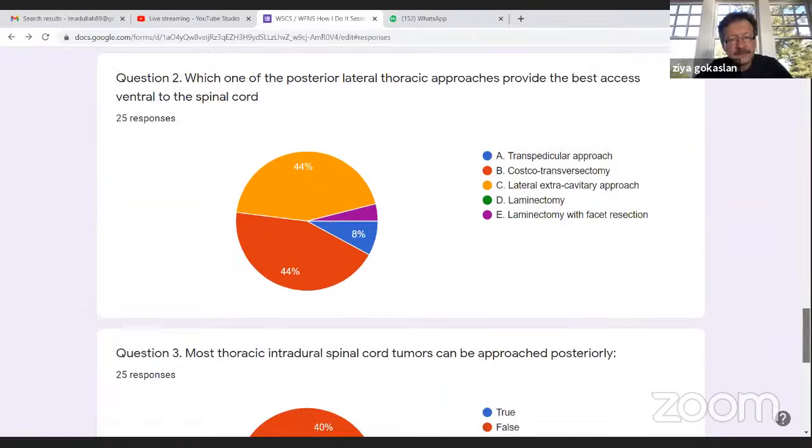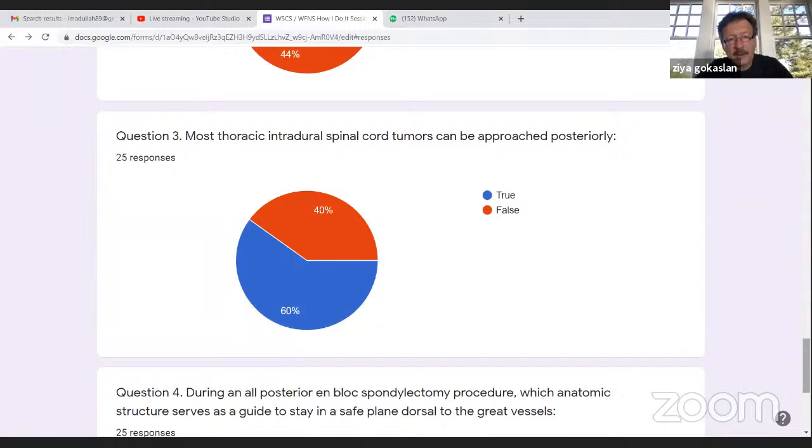So most thoracic intradural spinal cord tumors can be approached posteriorly. I think we got 60% correct. The majority got this right. The majority of the cases can be approached dorsally. It is very rare that we would do an anterior approach for an intradural spinal cord tumor.